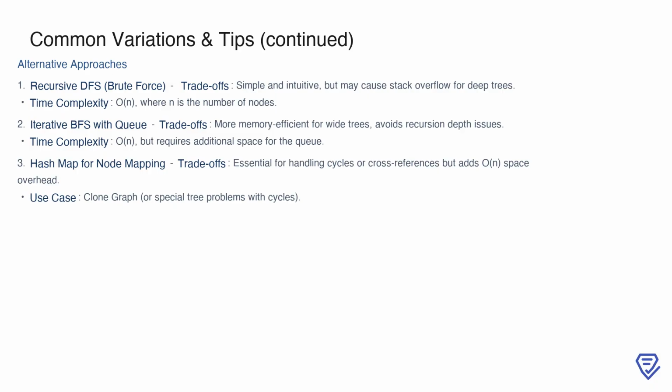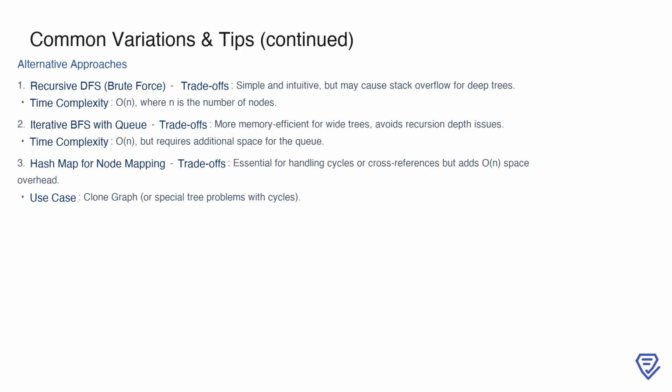Finally, let's look at some alternative approaches to cloning an N-ary tree. Recursive depth-first search is a straightforward method that's easy to implement, but it comes with the trade-off of potential stack overflow for very deep trees. Its time complexity is O(n), where n is the number of nodes. Another option is iterative breadth-first search using a queue. This approach avoids recursion depth issues and is more memory efficient for wide trees, though it also has a time complexity of O(n), and requires additional space for the queue.